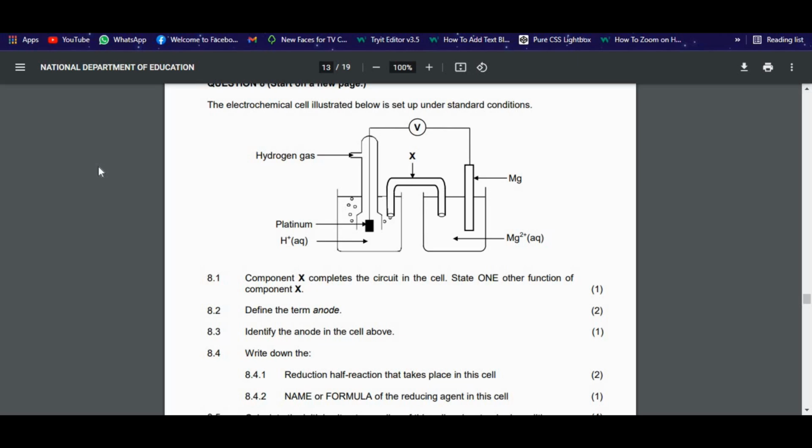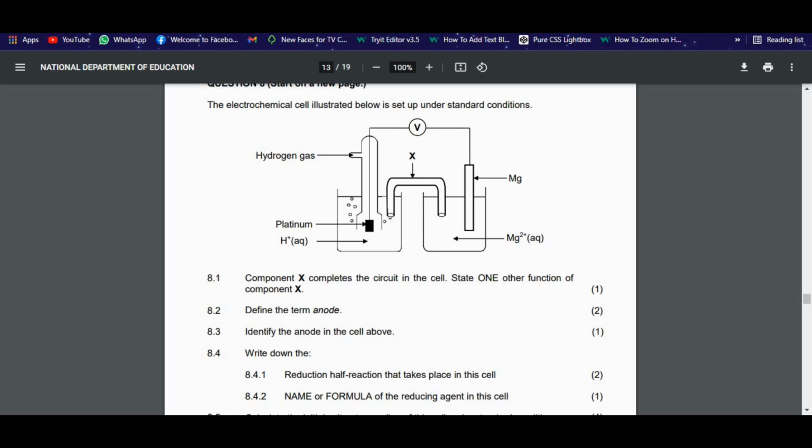Before we begin, I'm going to get my table of standard reduction potentials, because I know I'm going to need that. I'm just going to put it up here on my chair, from one of the textbooks that we use for grade 12. I'll open it to the back so I can find it. There we go. So the electrochemical cell in question 8 illustrated below is set up under standard conditions.